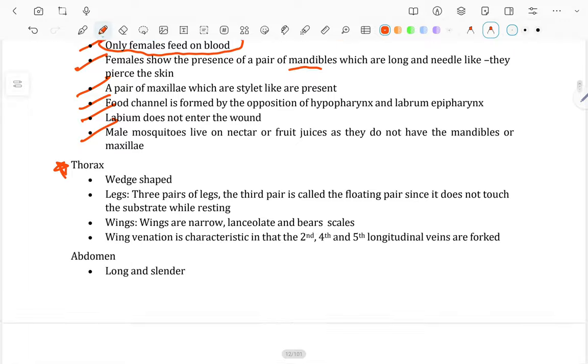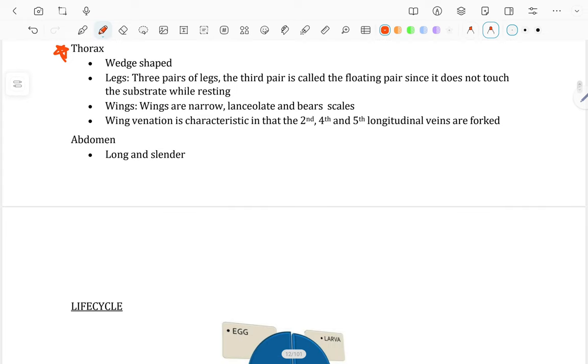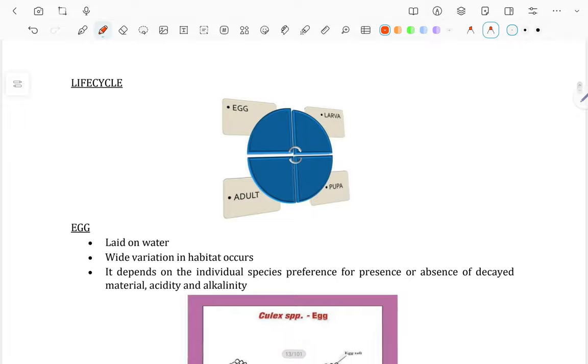Thorax: wedge shaped. There are three pairs of legs. The third pair is called the floating pair since it does not touch the substrate while resting. Wings are narrow, lanceolate, and bear scales. Wing venation is characteristic in that the second, fourth, and fifth longitudinal veins are forked. The abdomen is long and slender.